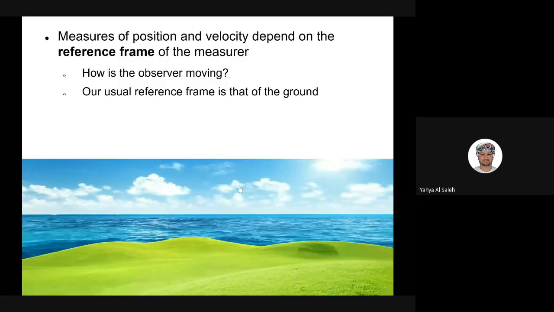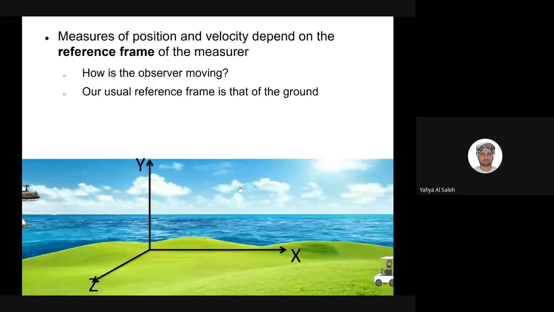Okay, what is our usual frame of reference? The easiest one usually is the ground, because according to us the ground doesn't move.